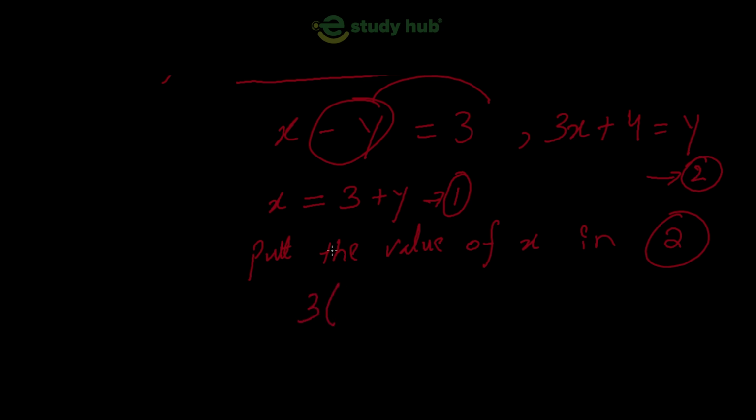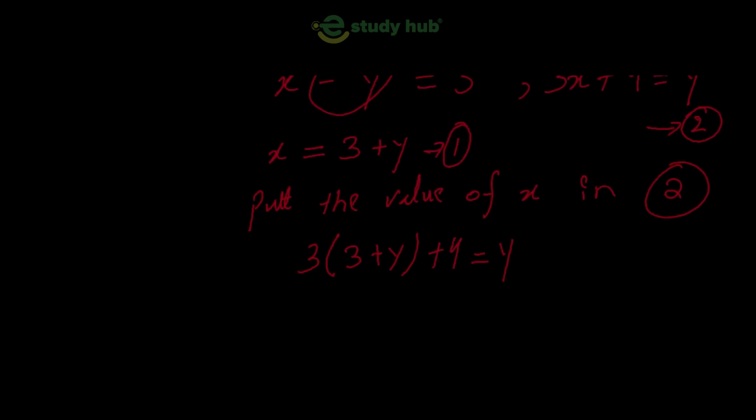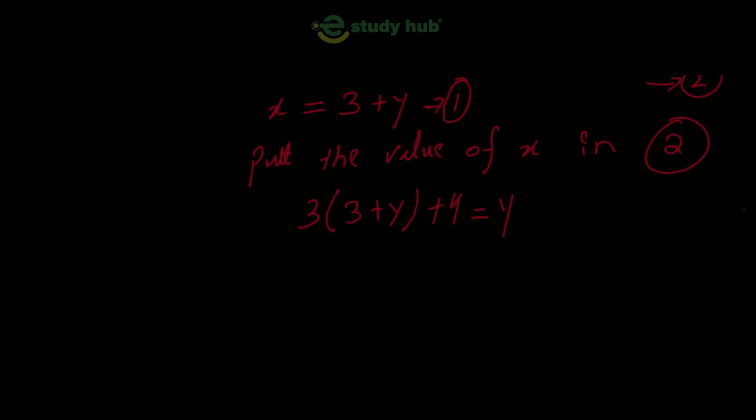So x will be 3 plus y here, so 3 plus y plus 4 equals y. Now I'm going to simplify this one and find the value of y from here. That is our unknown, so there will be two unknowns. The variables will always be unknown. Everyone knows this: we don't know the value of y, so I'm going to find the value for y.